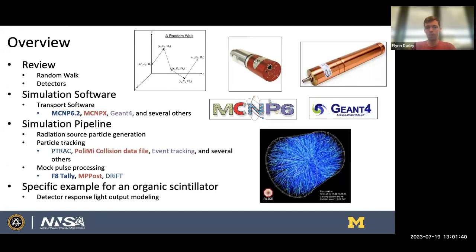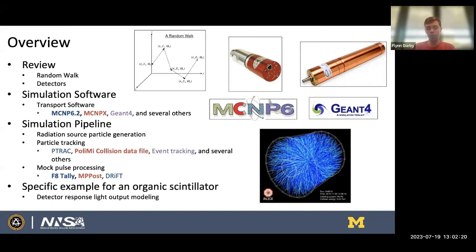We'll be talking about a simulation pipeline. We'll go from briefly radiation source particle generation, then a bit more into particle tracking. There are several modes out there for particle tracking. I've color coded them for you, but in MCNP 6.2, there's PTRAC for particle tracking. In MCNPX, there's an add-on called PoliMi that produces the collision data file. That's one we use in our research group here, and I'll go a bit more in depth on it today. And in Geant4, there's also event tracking. There are, again, several other modes that you can use for particle tracking, but these are some of the bigger ones, or ones that I'm familiar with, at least.